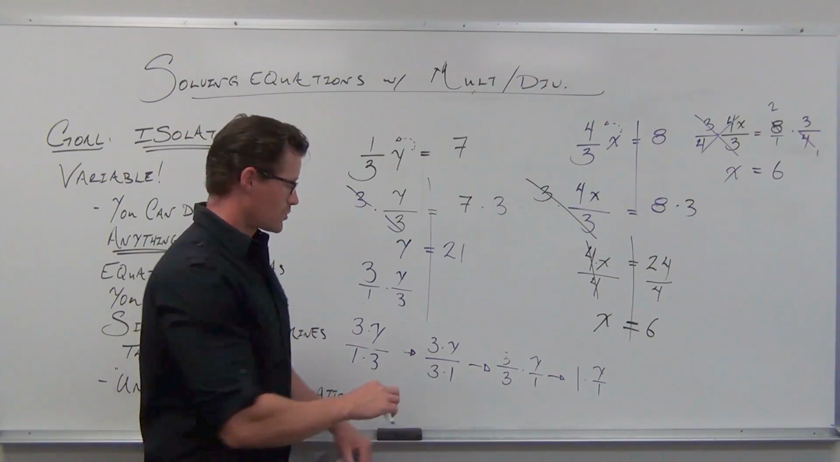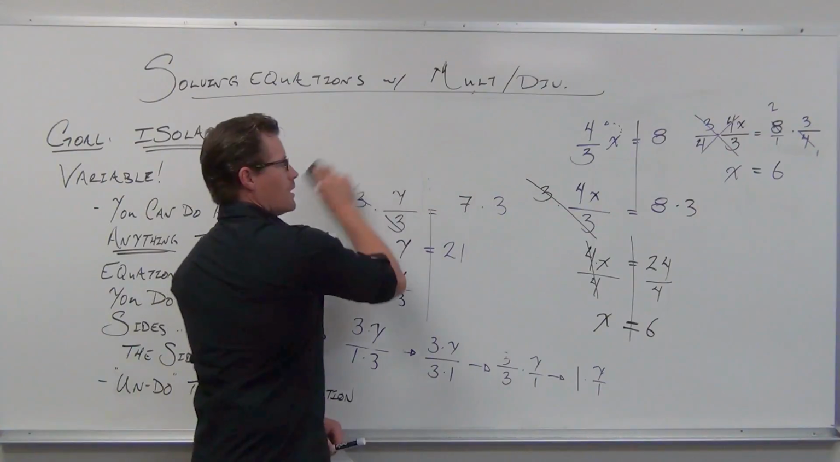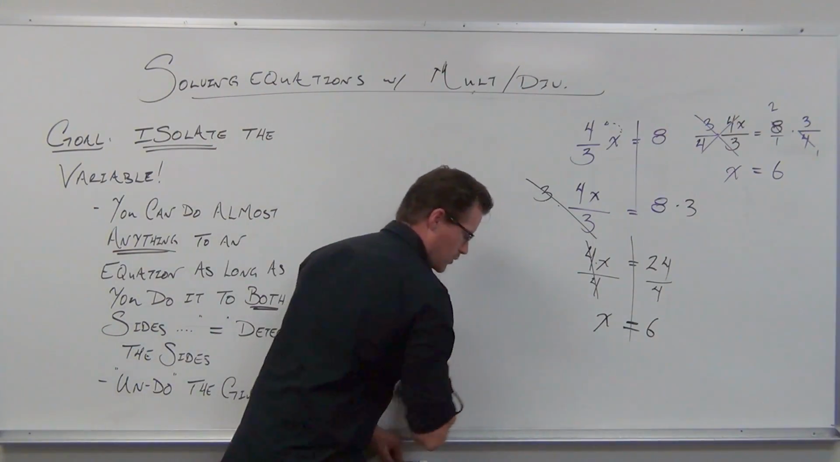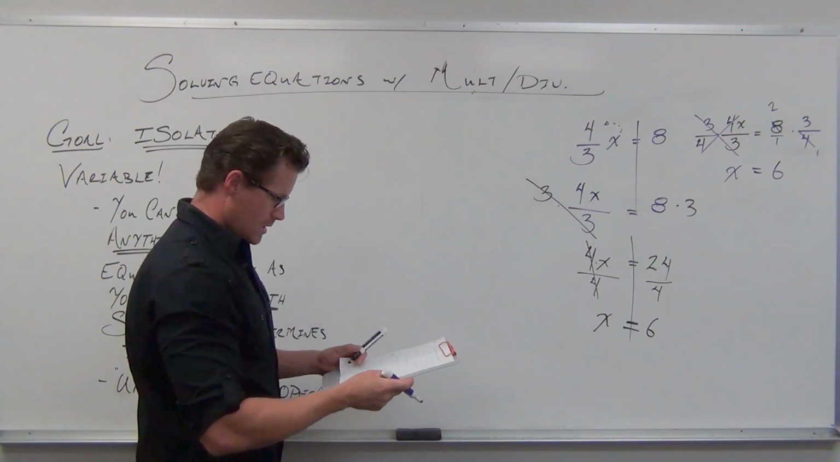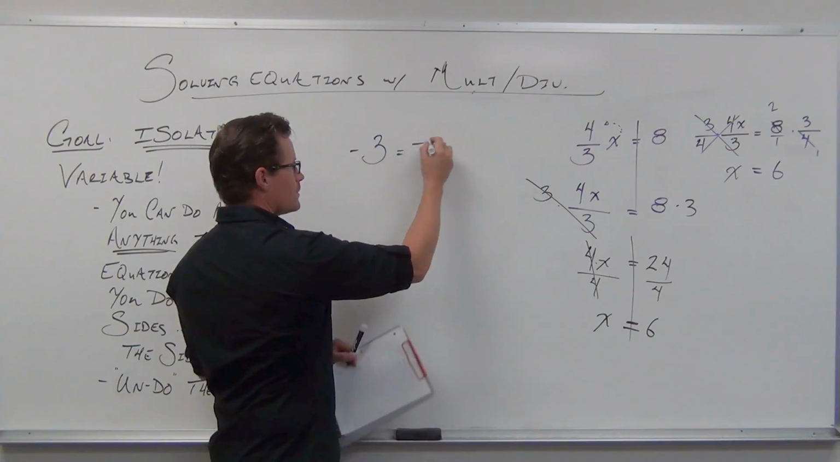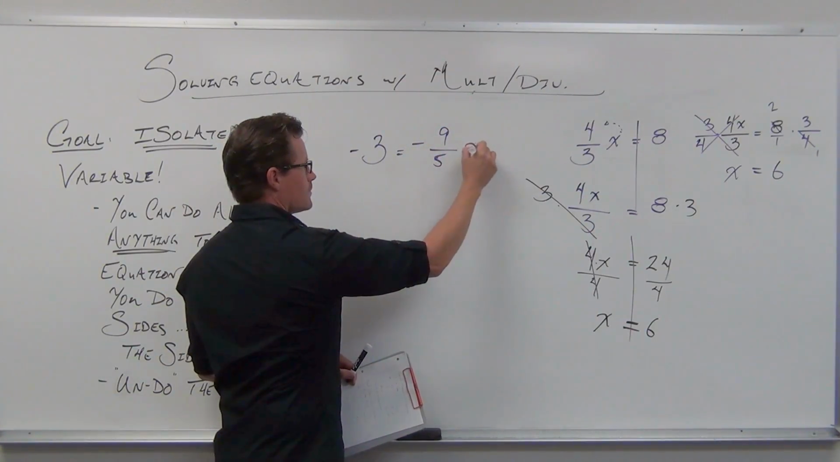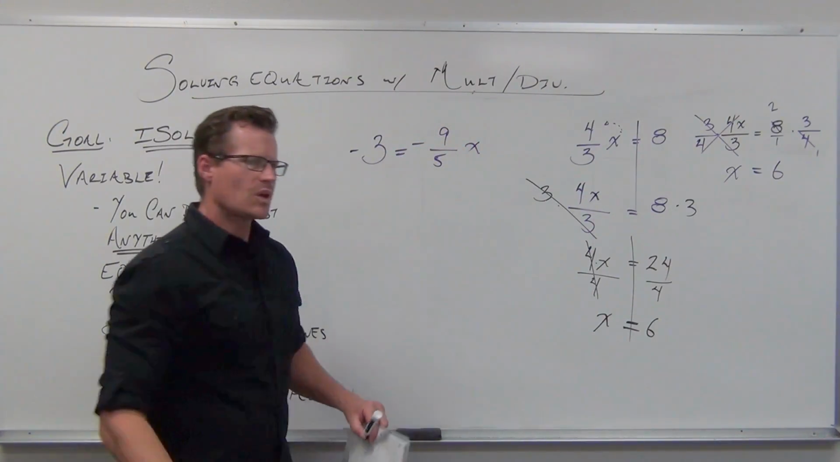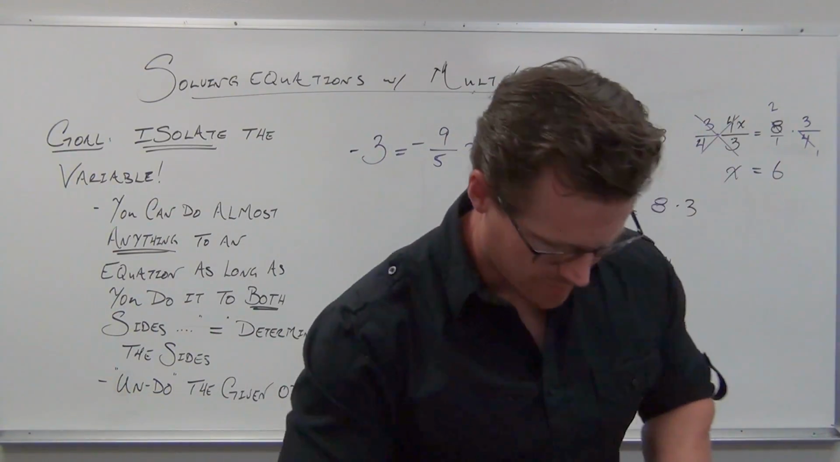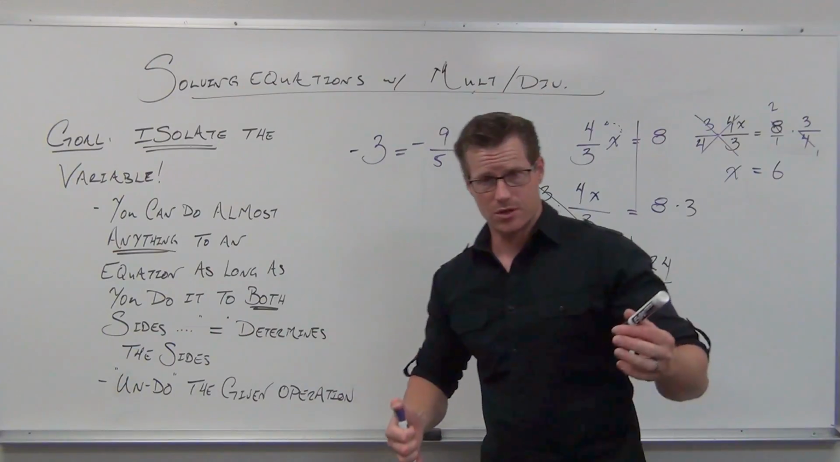Now I'm going to give you one you can try on your own. I'd recommend you pause it, see if you can do this example on your own. I'm, of course, going to go right to it, so that's kind of up to you. So we deal with negative 3 equals negative 9/5 x. I'm going to model my thinking on this one. You should have already tried this on your own.